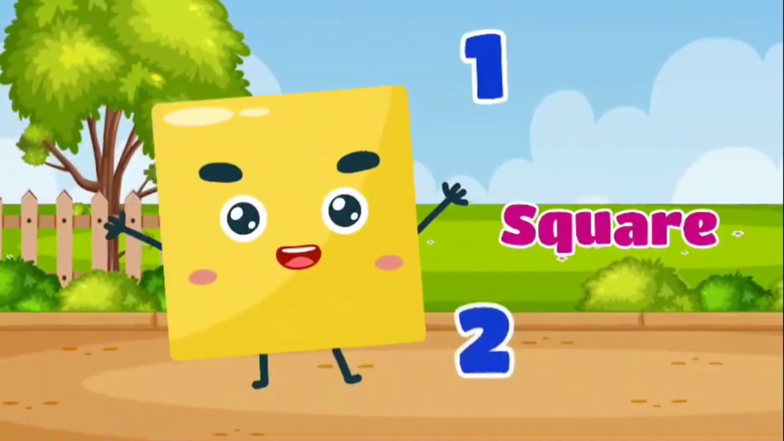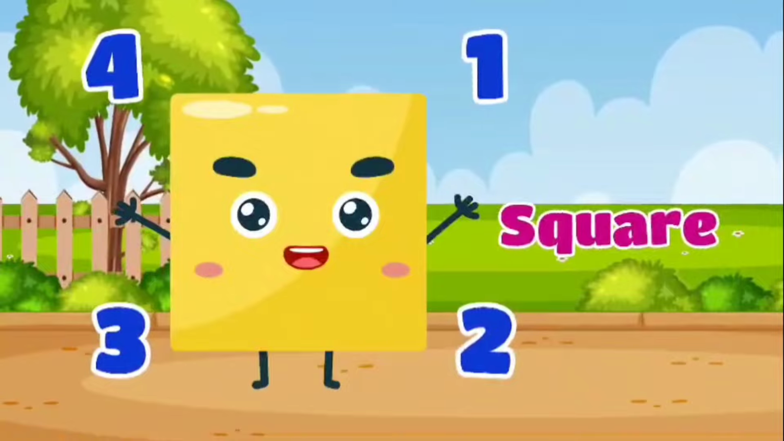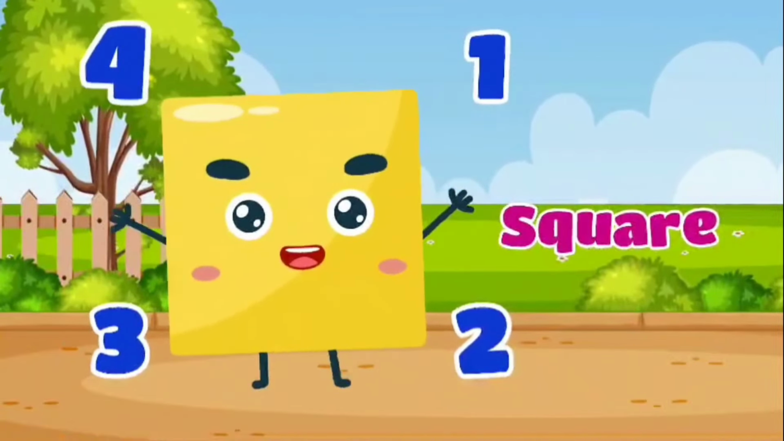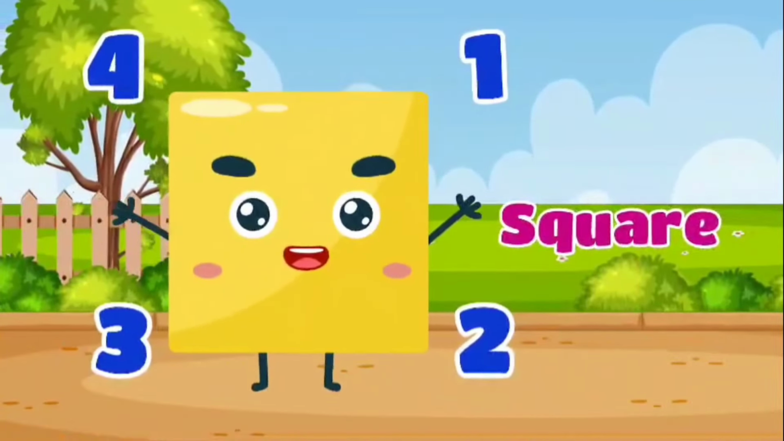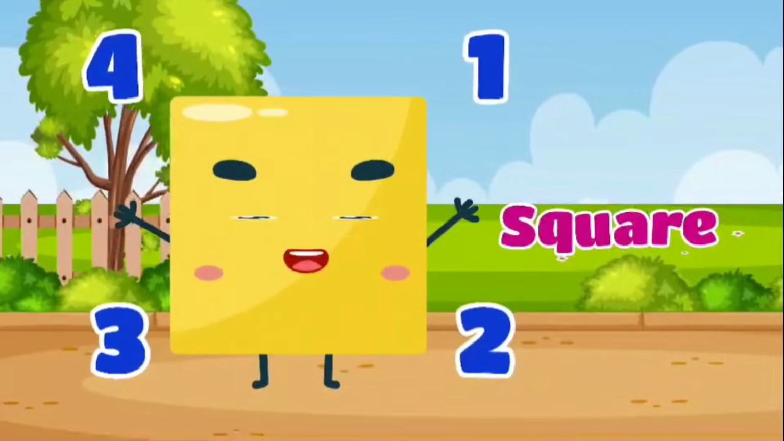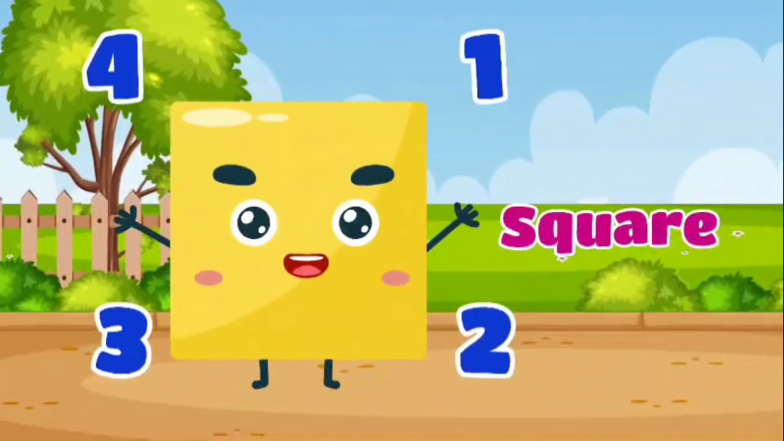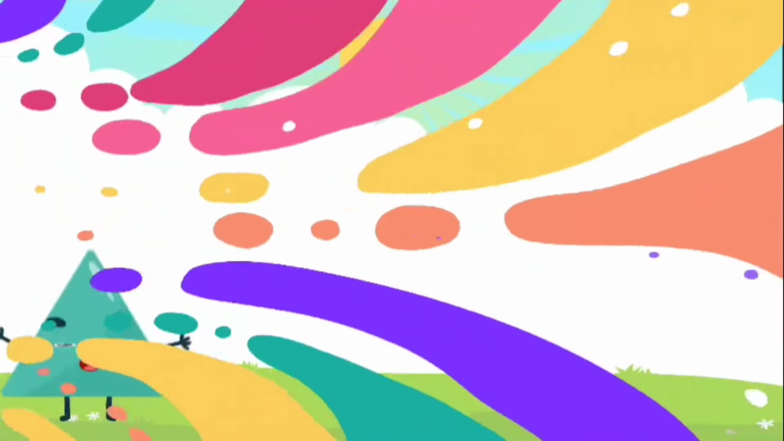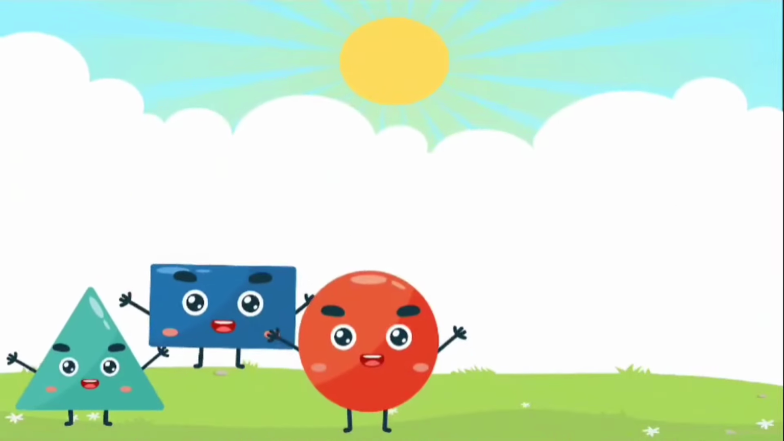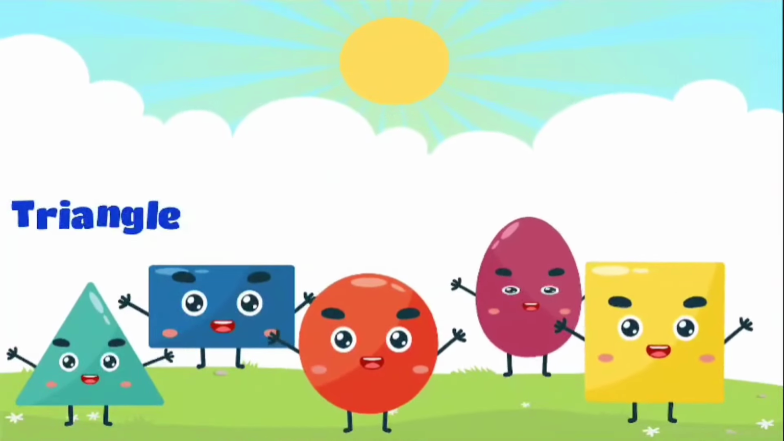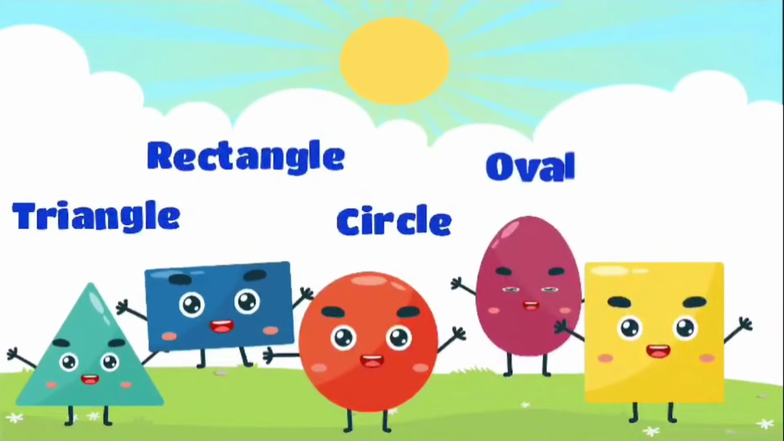I'm a four-sided square, shaped like a box. Shaped like a box, I'm a four-sided square, and all four sides are the same. Triangle, rectangle, circle, oval, square.